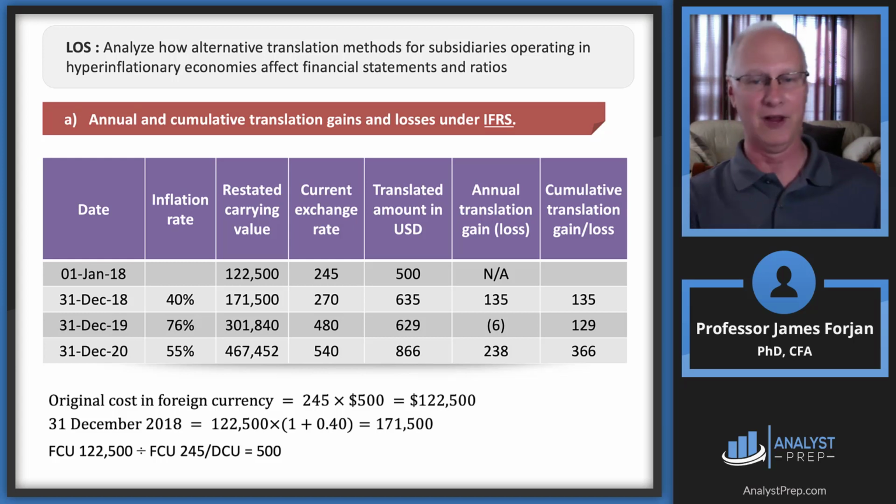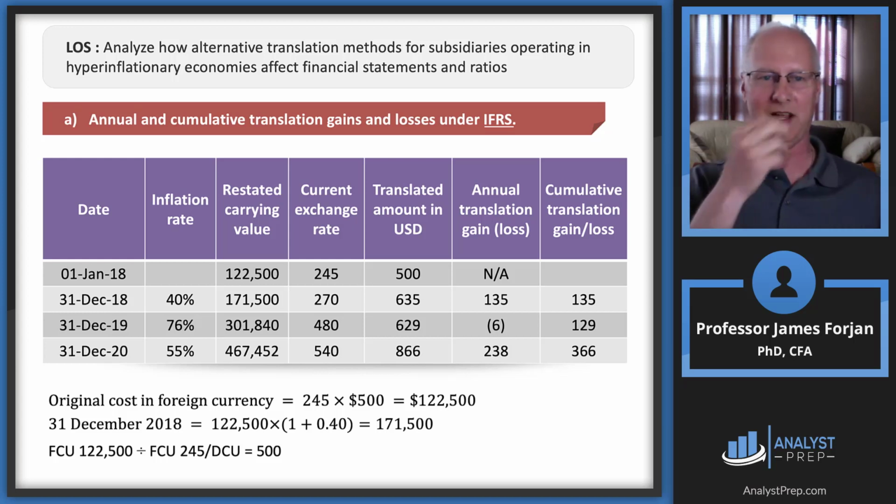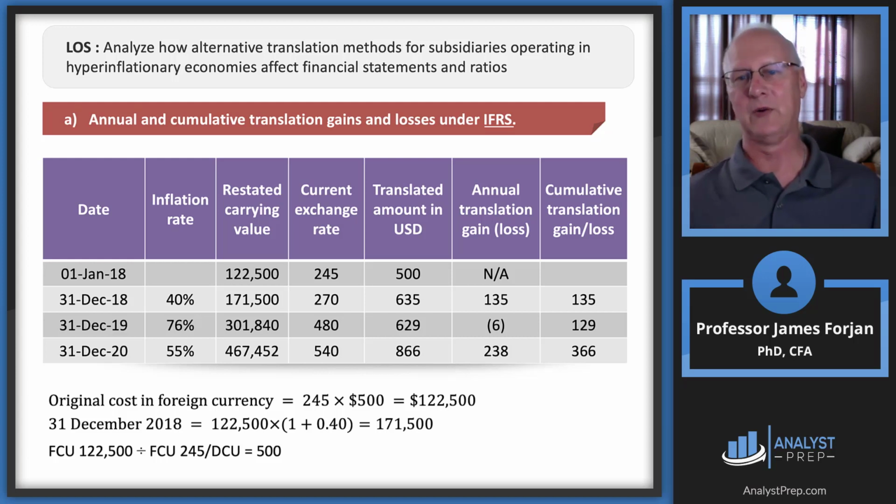How about if I round down? 76%. Inflation changed by 76%. So look over there, annual translation loss. Boy, it's only 6, right? So it's a teeny amount. So if inflation mirrors the change in the value of the currency, then that translation gain or loss is probably going to be close to 0. Oh my gosh.